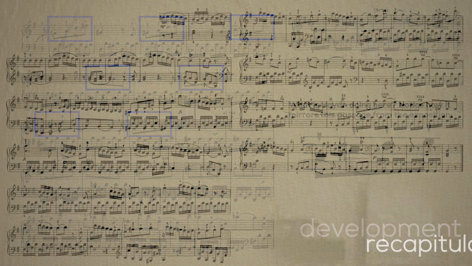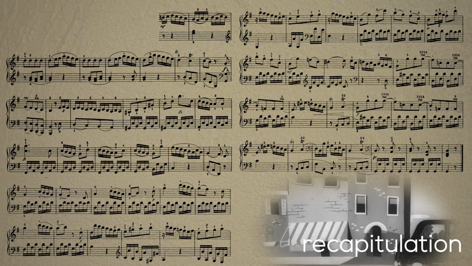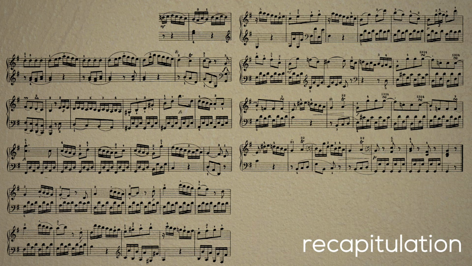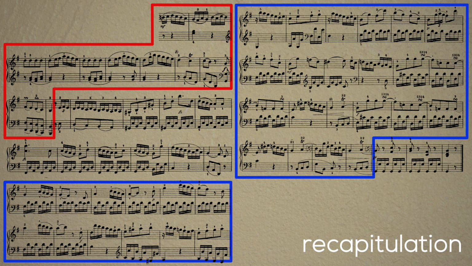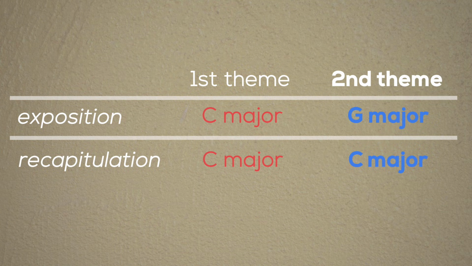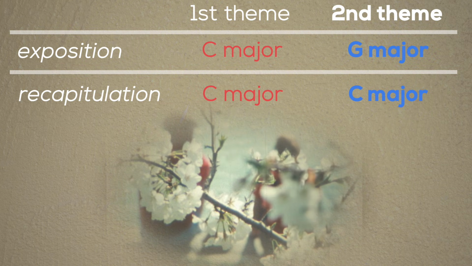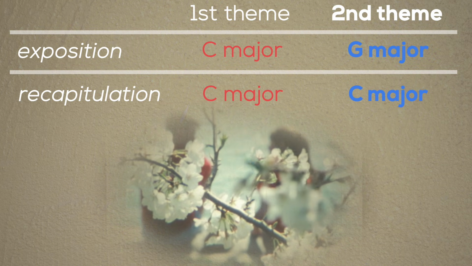The recapitulation section is the homecoming section. After all the adventures, the characters return home with slightly different outlooks. In this section, the first and second theme are both in the tonic key, to close the entire sonata form in the exact same tonic key in which it began, called a double return recapitulation. In other words, in a C major piece, the second theme is in G major in the exposition and in C major in the recapitulation. The important difference signals that everything is now stable.